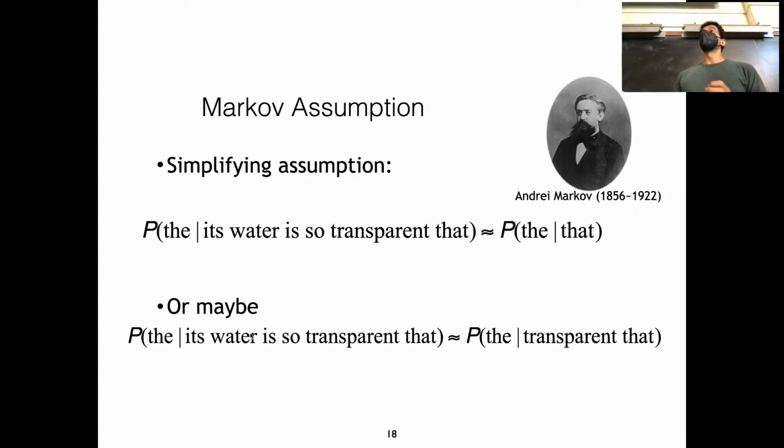Maybe we could do a little better if we include the previous two words, right? So this is a trigram model, the probability of "the" given "transparent that". This is still kind of strange, right? I don't know the entire subject here, the water. So my estimates are probably not going to be very good for this specific case, but maybe it's much more likely that I'll observe more examples of "transparent that" in my training data.